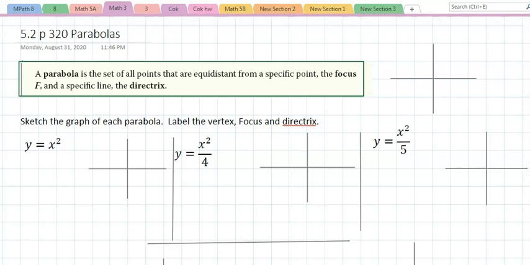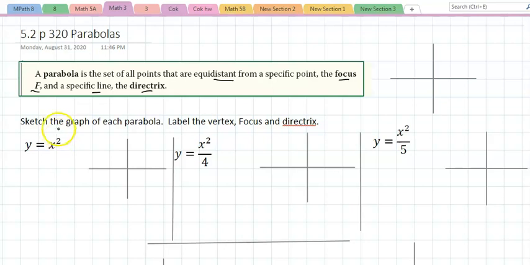Section 5.2 talks about a parabola. We graphed parabolas already. And this is what they say. A parabola is the set of all points that are equidistant from a specific point, the focus, and a specific line, the directrix. I'll come to that in a minute. I just want to make sure that we know how to graph this. We don't need what the author is going through.